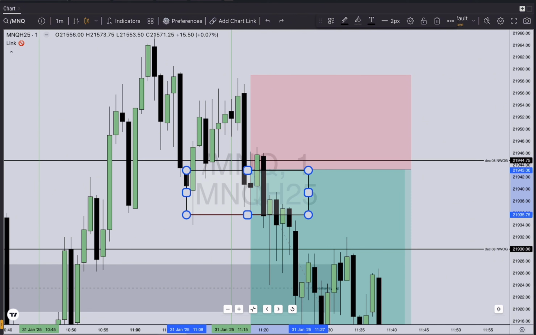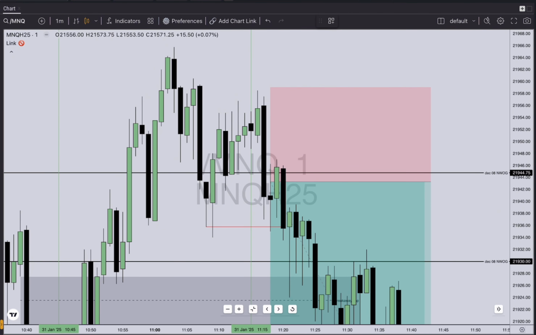So again, a mitigation block is an order block that fails to do its job. It was supposed to propel prices higher to new highs. It failed to do so. So that's why it's called a mitigation block. As soon as we close below this red line, okay?